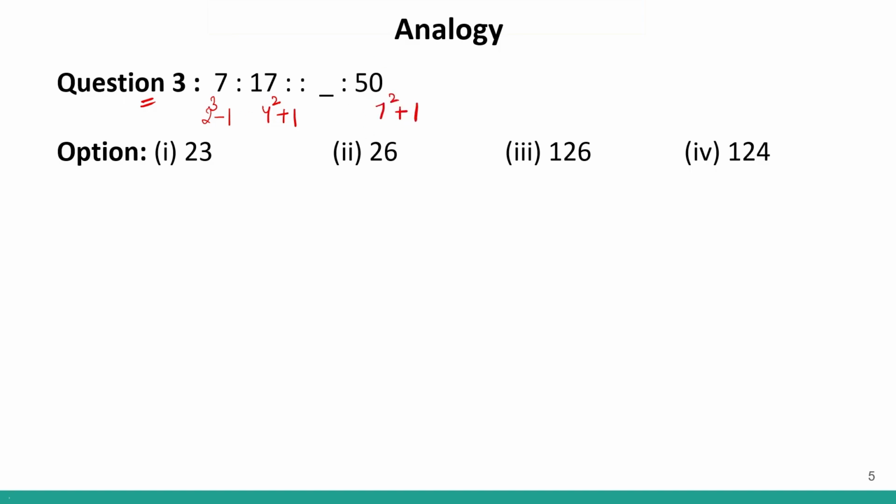So now if you see the difference between 2 and 4, it is plus 2. So we need a number, let's say 5, to get plus 2, we will get 7. Correct? So here we will get 5. Now, this is 2 cube minus 1, so it will be 5 cube minus 1. What is the value of 5 cube? 125. If I minus 1 in it, I will get 124. Do we have 124 in the options? Yes. So option number 4 will be the correct answer to this question.